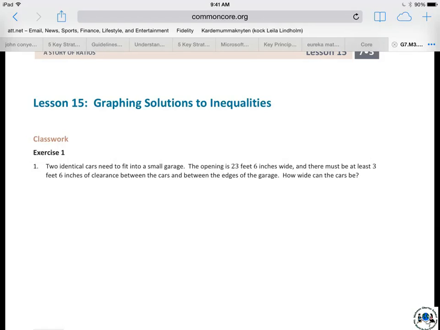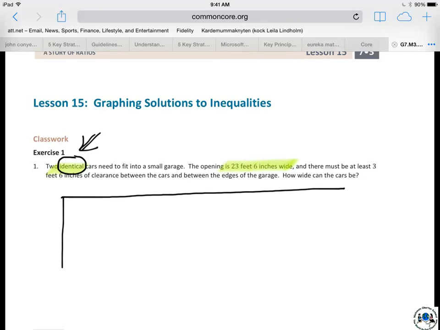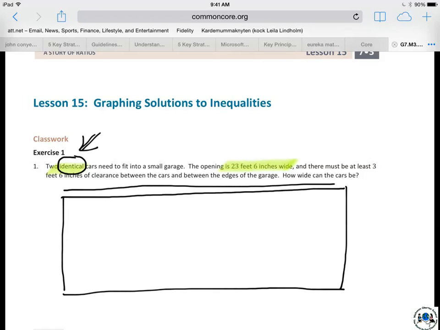Exercise 1. Okay, so let me go ahead and turn this on, and let's see if I can follow what I did before. Okay, so two identical cars. Here we go. That word is going to be really important. They need to fit into a small garage. The opening is 23 feet 6 inches wide, and you can see me doing this here. That's going to be the size of the opening of our garage.